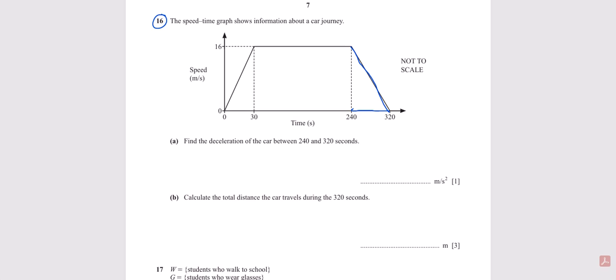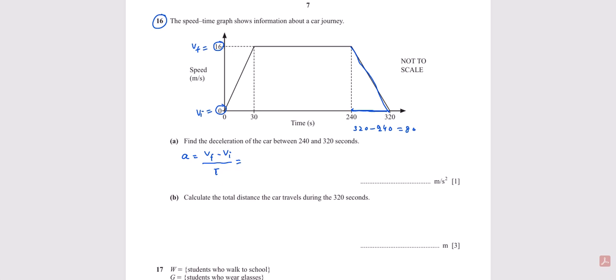We know the formula of deceleration: a is equal to Vf minus Vi, divided by t. Vf is the final velocity and Vi is the initial velocity. The initial velocity is this one, Vi is equal to 0. And this one is the final velocity, Vf is equal to 16. And calculate this time: the difference of 320 minus 240 is equal to 80.